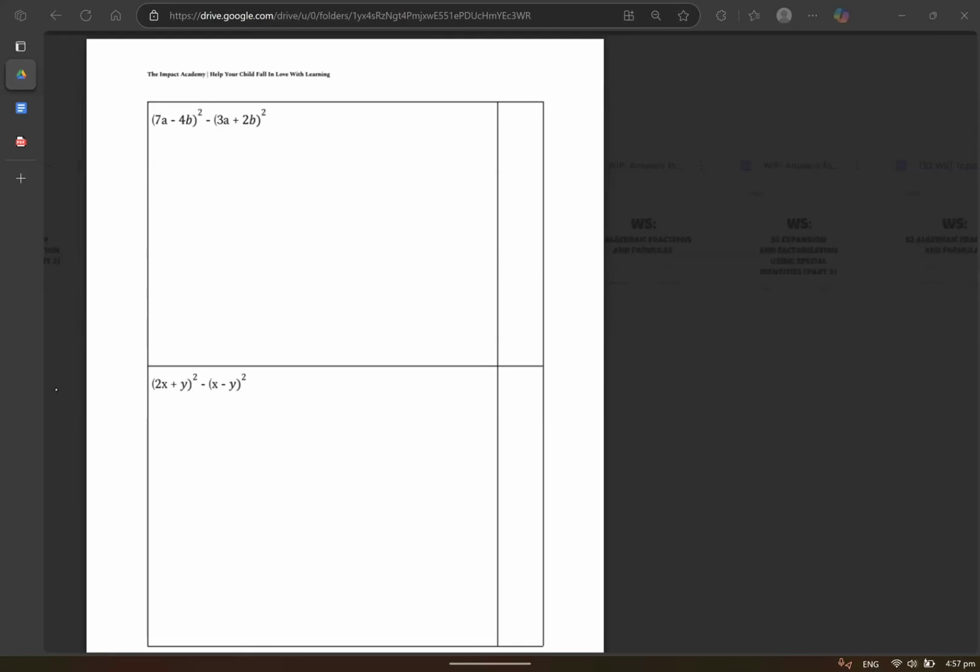Now in A itself, we can see that we have the first one as a minus b squared. A minus b squared becomes what? A squared minus 2ab plus b squared. Once again, this is type 2. This one is type 1. It becomes what? A squared plus 2ab plus b squared. So you can see that there's a right column over here. I just want you to write 1 and 2. You understand? T1, T2, type 1, type 2.